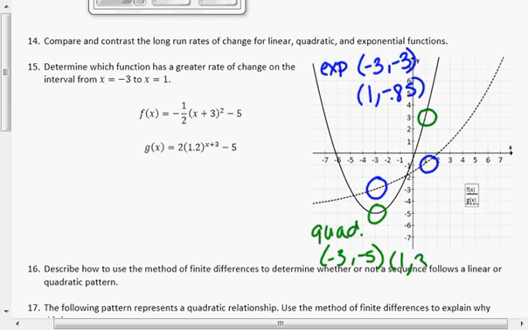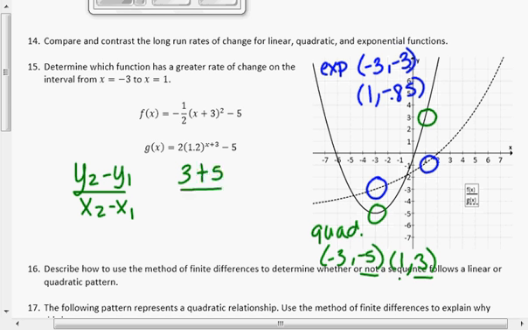So the average rate of change formula is y2 minus y1 over x2 minus x1. So let's do our quadratic function first. We have y2, which is 3, minus y1, which is negative 5. So minus a negative makes it positive. Then we're going to divide it by x2 minus x1. So 1 minus a negative makes it a positive 3. And we get 3 plus 5 is 8. 1 plus 3 is 4. Our average rate of change for a quadratic function is 2.